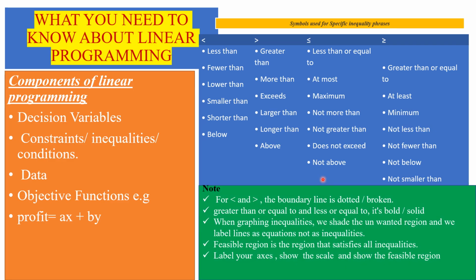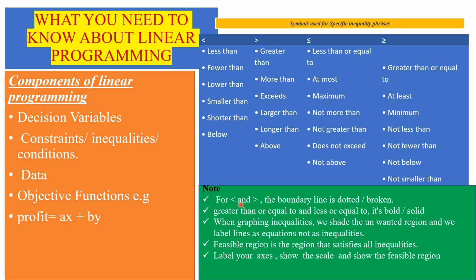Then one of the things that you need to know when it comes to graphing. Now, for the inequality symbols less than and greater than, the boundary lines are always dotted or broken. And for the inequality symbols greater than or equal to, or less than or equal to, the boundary line is drawn bold or solid. So make sure that you master that.